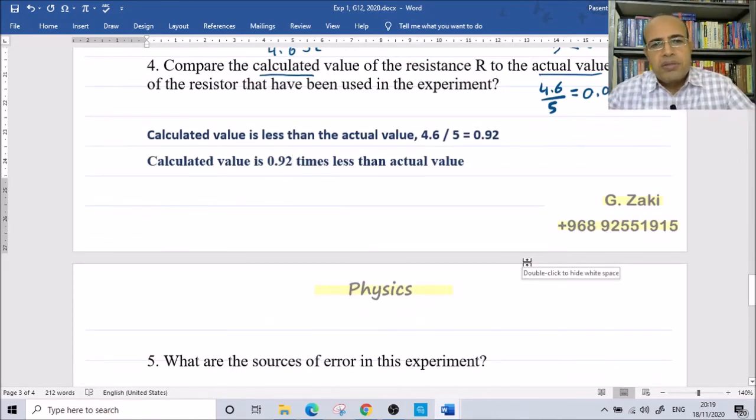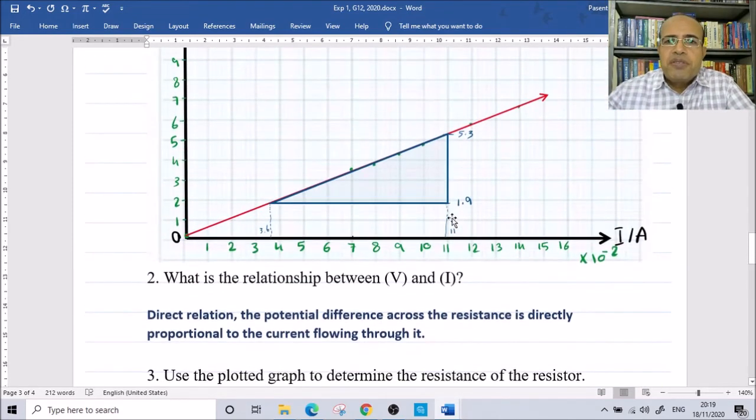What are the sources of error in this experiment? Why is the value not exactly equal to 5? Here we have two sources of error. First, the line of best fit. Maybe if we take another line, the value will be more than this. The second, maybe we pressed the switch for a long time, and this causes the value of resistance to change.